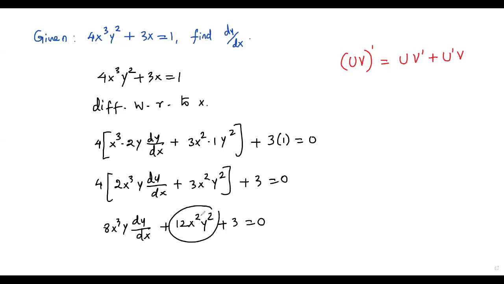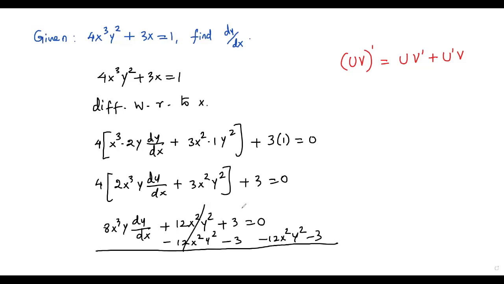So for that, I have to get rid of this positive 12 x square y square, positive 3. So for that, I subtract 12 x square y square and 3 from both sides. So negative 12 x square y square, negative 3. So when I do such a subtraction, the positive and negative stuff will cancel out. The same positive 3, negative 3 will cancel out. So I'm getting 8 times x cube y dy over dx on the left side. On the right side, I'm having negative 12 times x square y square, negative 3.